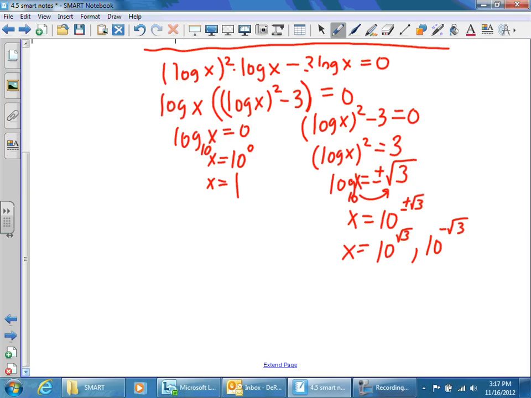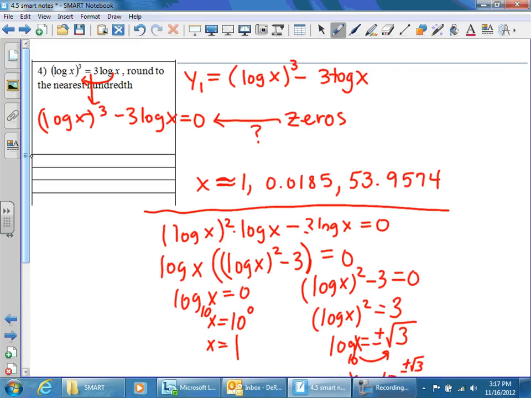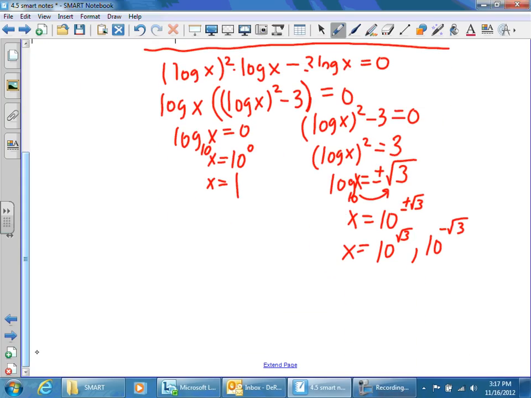And if you see what those are in your graphing calculator, you're going to get out those decimals that we found. So what about restrictions? Do they all work? The only thing x has to be greater than is 0, and they all are greater than 0. So 1, 10 to the radical 3, and 10 to the negative radical 3 are your solutions. Good job. That was a toughie. All right.